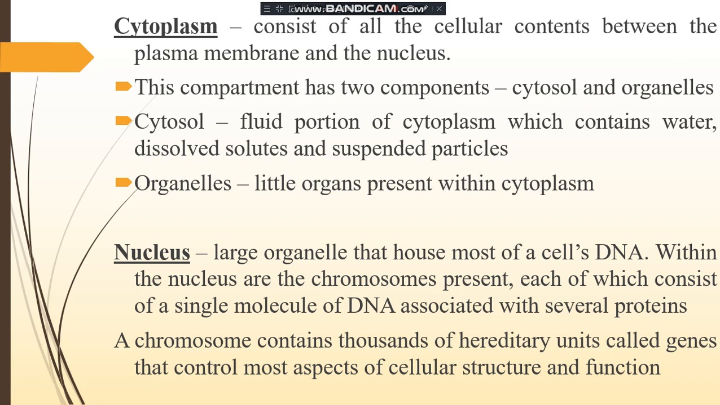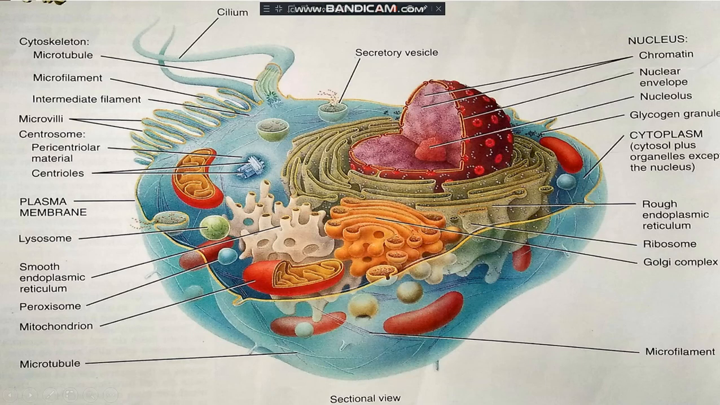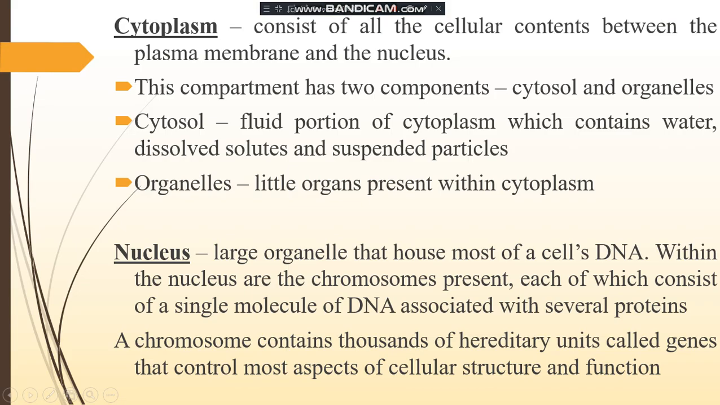Okay, so let's continue with the cytoplasm and nucleus. Cytoplasm consists of all the cellular contents between the plasma membrane and the nucleus. This yellow part, that is cytoplasm, and it has cytosol as well as organelles.